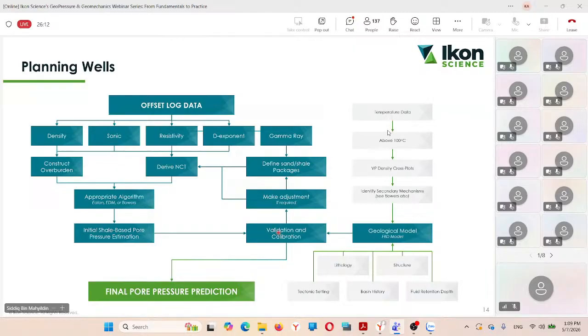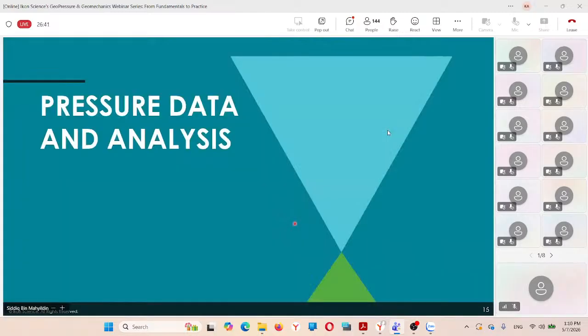So today, this is our focus: looking at this pressure data, trying to understand it, trying to analyze it, and see how this data can be used to test the assumptions that we are making when we are understanding the offset log data, and trying to come up with some prediction of what the planned well pore pressure looks like. So today we're going to focus on the direct pressure data analysis basically. So let's start with that, pressure data and analysis.